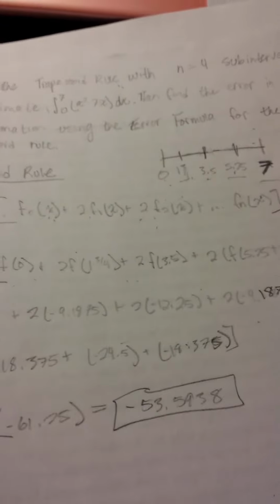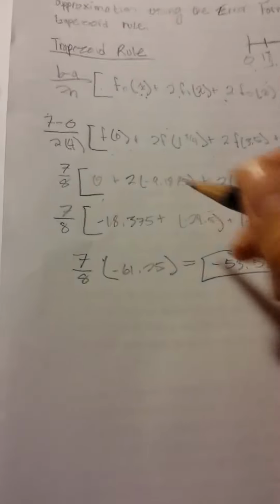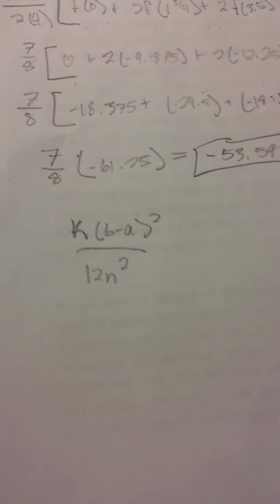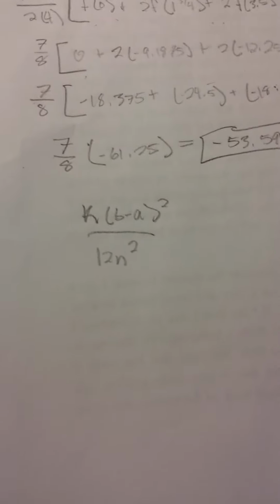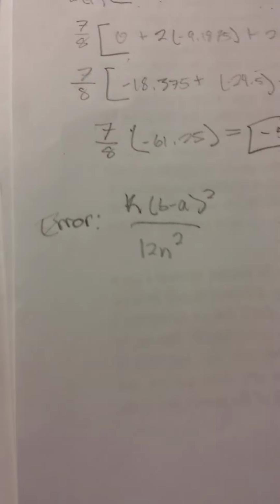Next, we need to find the approximate error using the error formula for the trapezoid rule. The formula is k times b minus a, squared, all over 12 times n squared. So we need to figure out what our a, b, and n are. Our a is going to be 0, that's where we're starting off. Our b is equal to 7, and our n is 4, which is given.